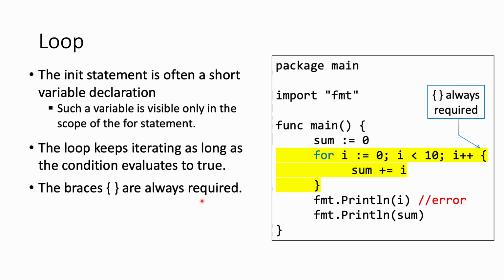And lastly, the braces in the for loops are always required. So even if you have only one statement in the loop body, you still have to put it in between a pair of open brace and close brace like this one.